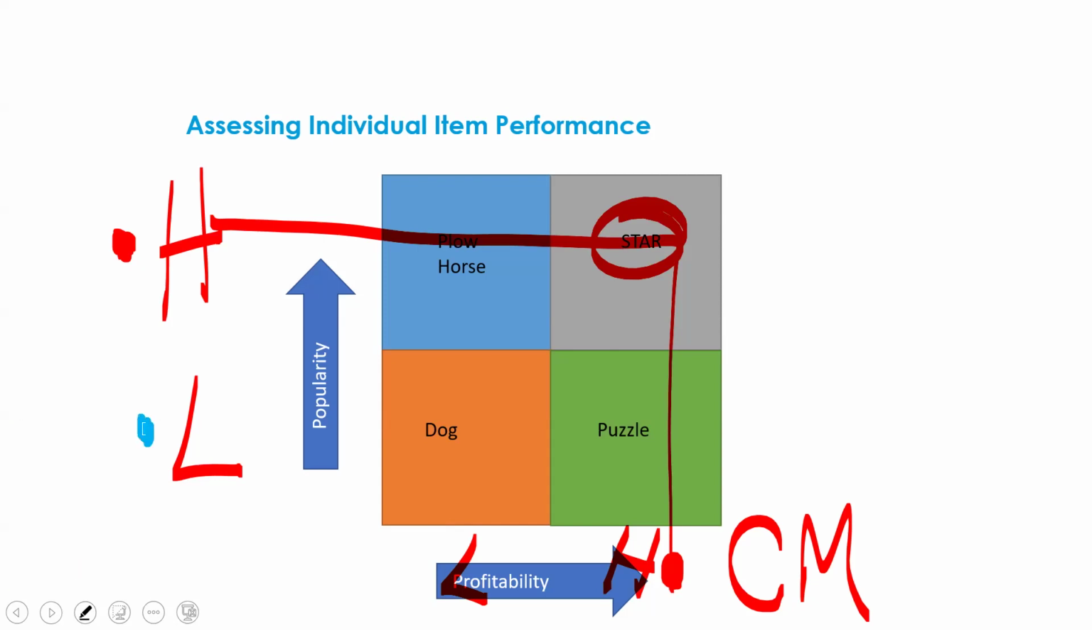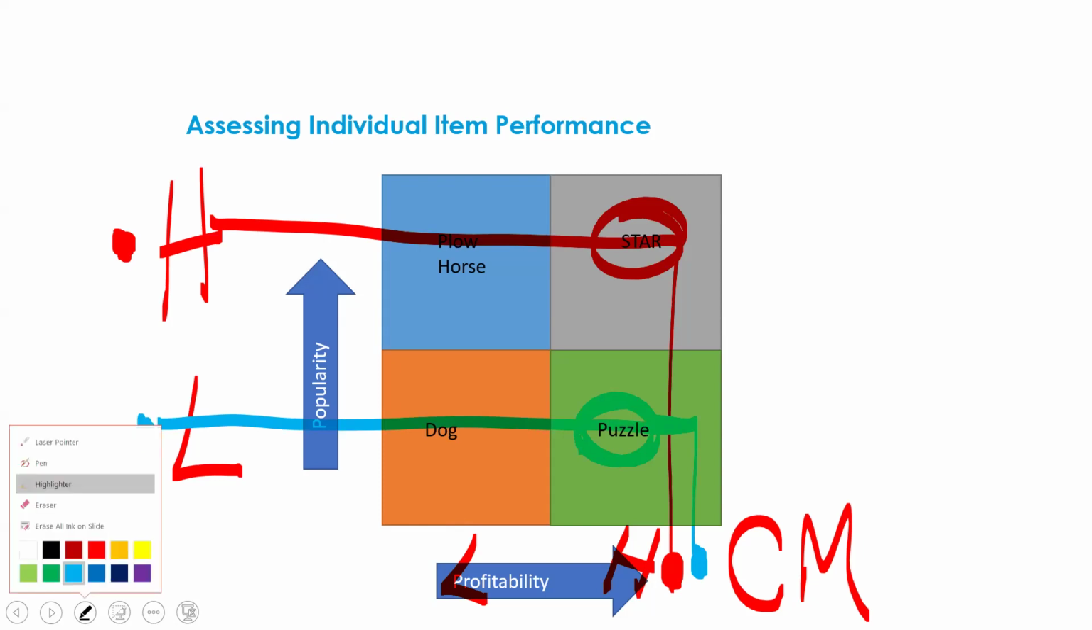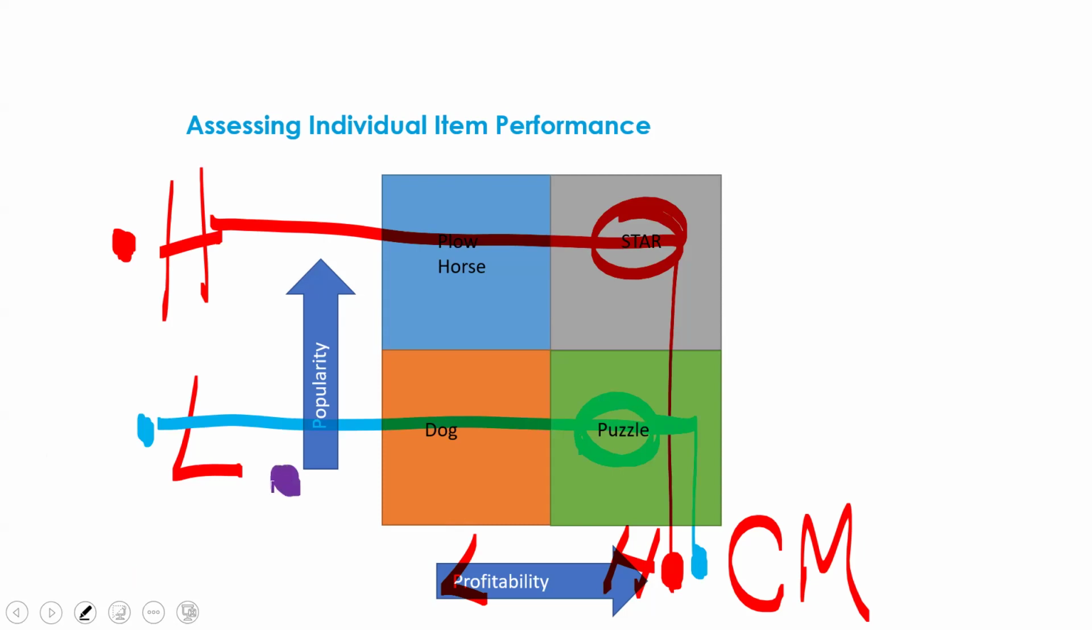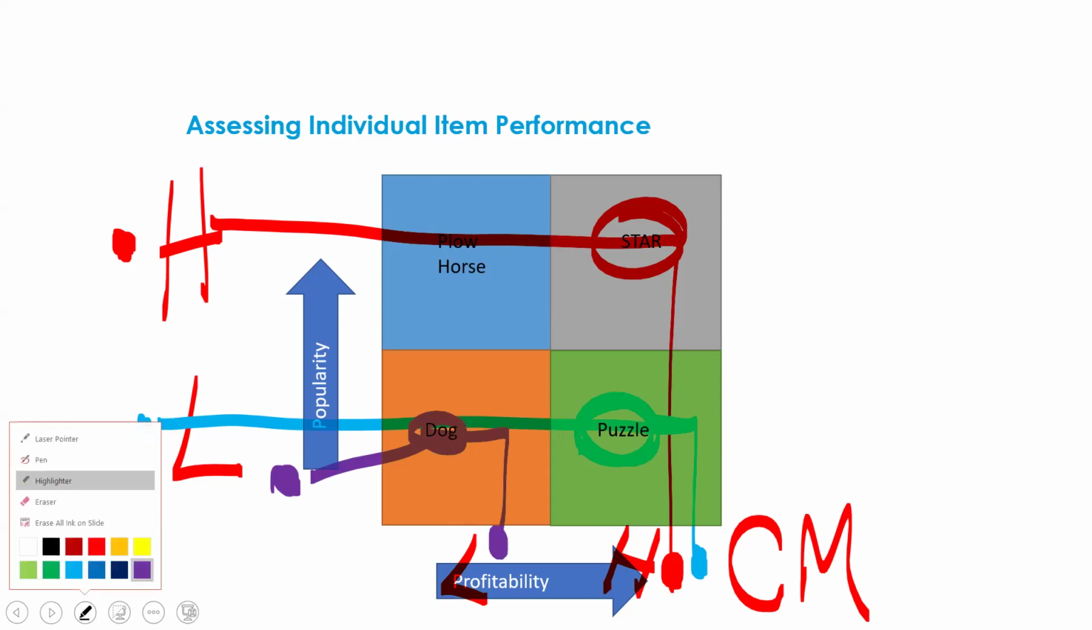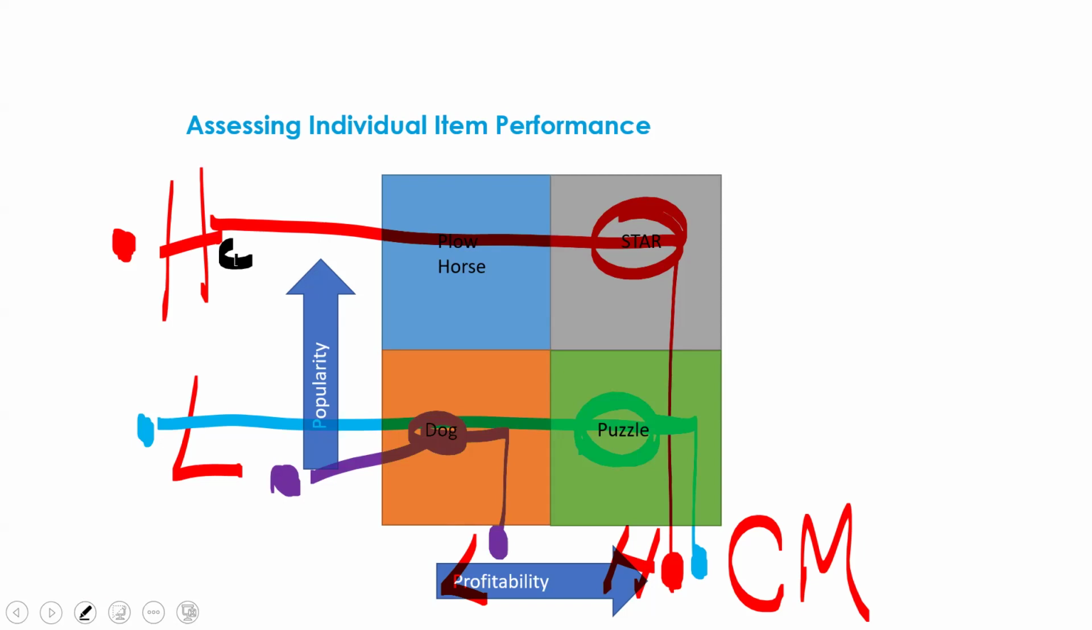If we have low popularity and it still makes us money, bring our fingers together, and it is our puzzle. If we have low popularity, low profitability, bring them together, it is our dog. And then the last one, we have high popularity, low profitability, that's our plow horse.